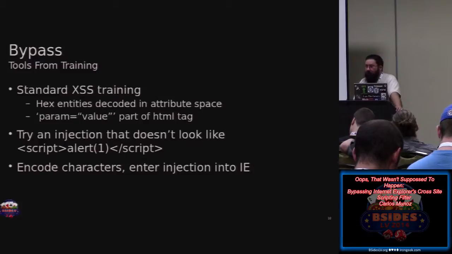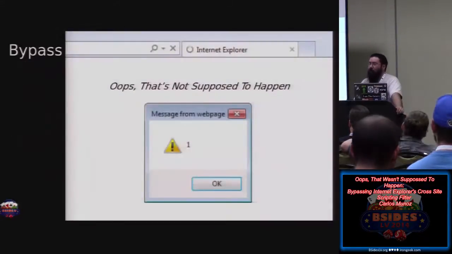So, just for fun, and to see how clever I could be with an injection that did not look like script alert script, I encoded some characters that would land as hexadecimal encoded inside the iframe, and I sent that through. And I got an alert box, which is not supposed to happen.